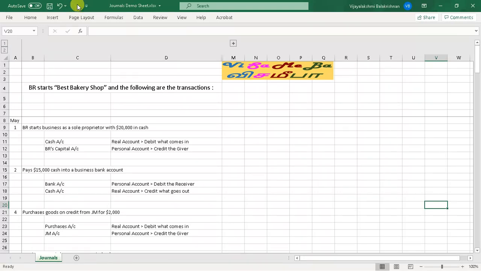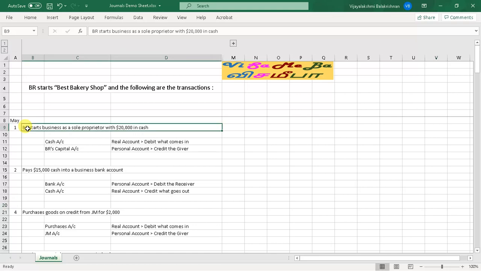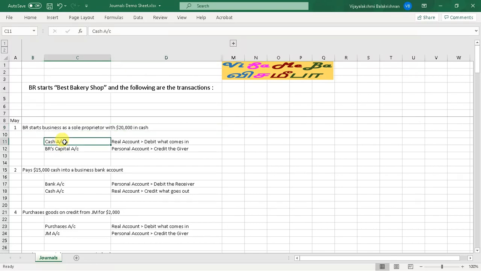So here we have BR starts business as a sole proprietor with $20,000 in cash. So it's cash coming in to the business, and BR is providing the cash as his capital into the business.